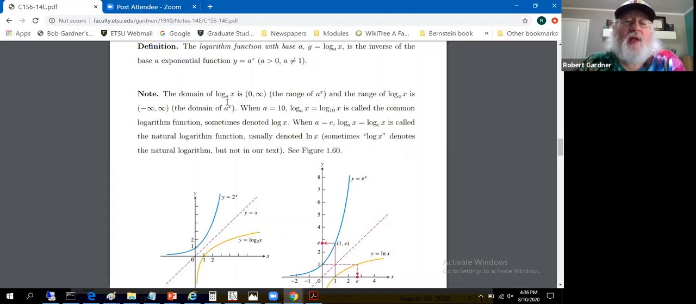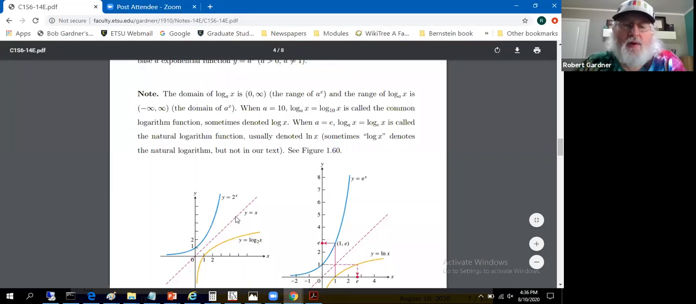So domain of log base a of x is 0 to infinity. The range would be the domain of the 2 to the x function. Look at where the blue function is defined. It's defined everywhere. They don't graph it over here too far to the right because it grows too fast. All right, then that means the output of the log function will be all real numbers.